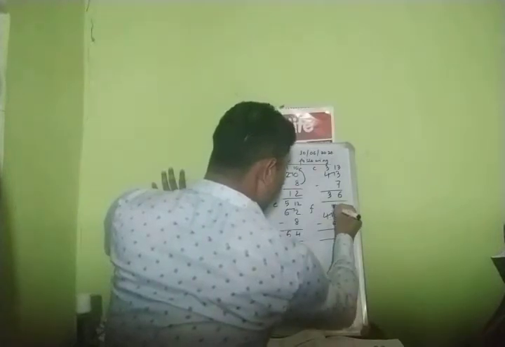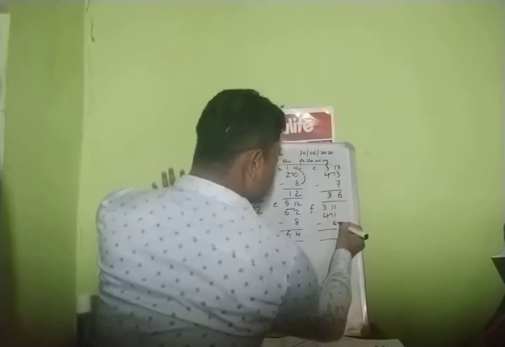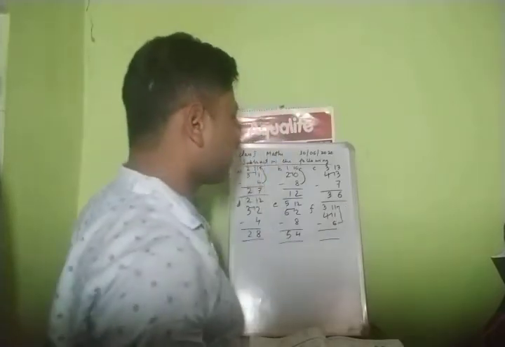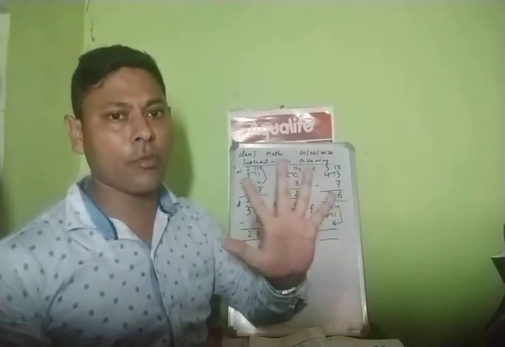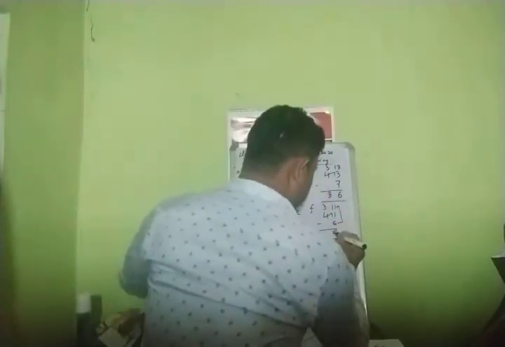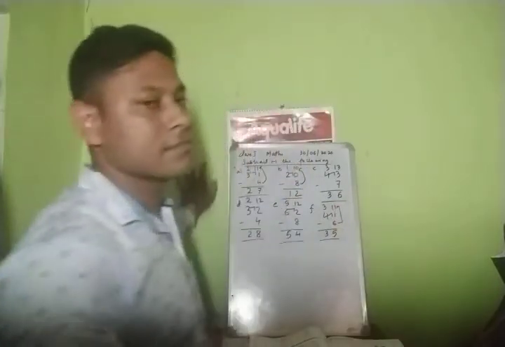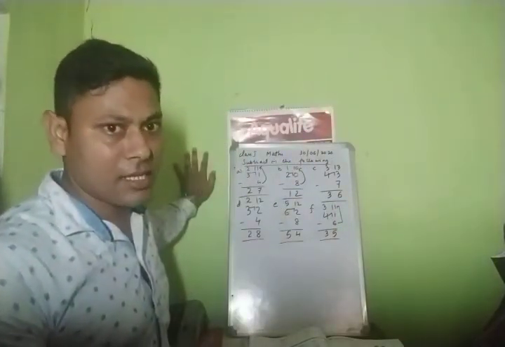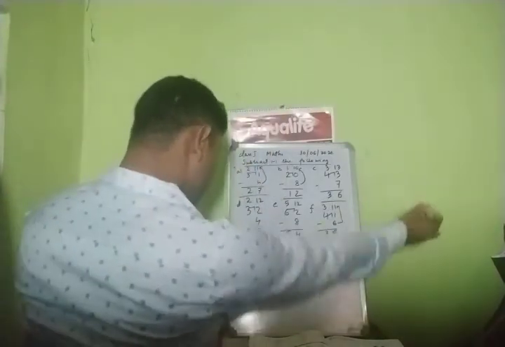Borrow. 1, 1 becomes 11. From 4 you gave 1, it became 3. From 6 you count till 11. Then 6, 7, 8, 9, 10, 11. How many? 5. And from 4 you gave 1, what is left there? 3. Easy now? Yes? Okay. Question number G.